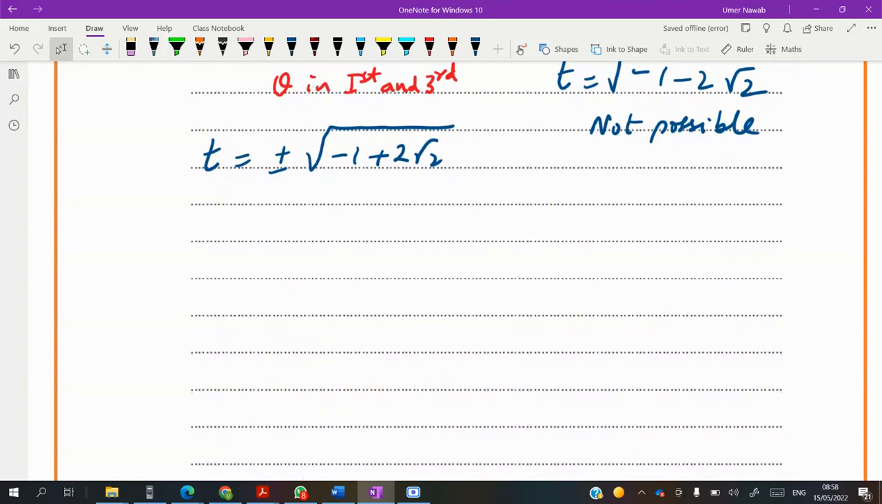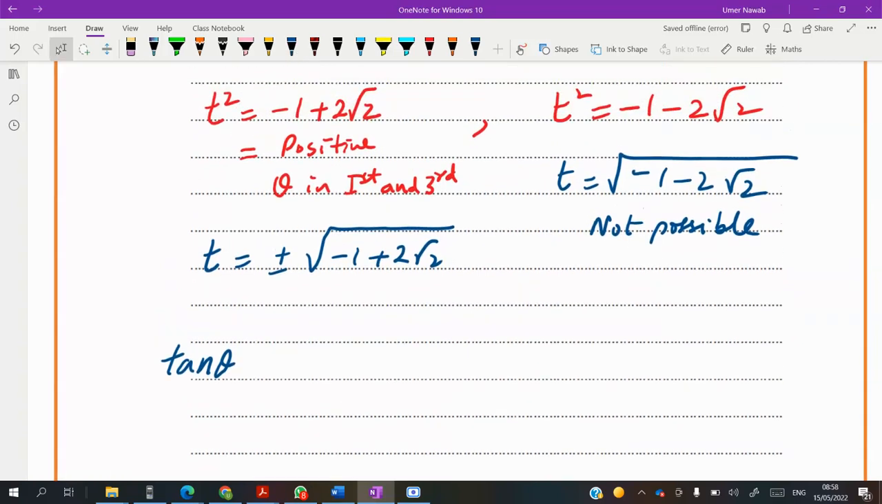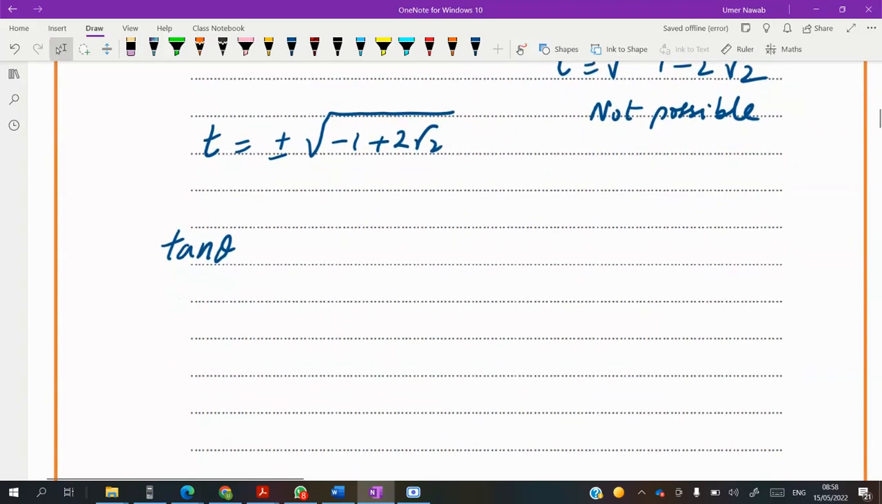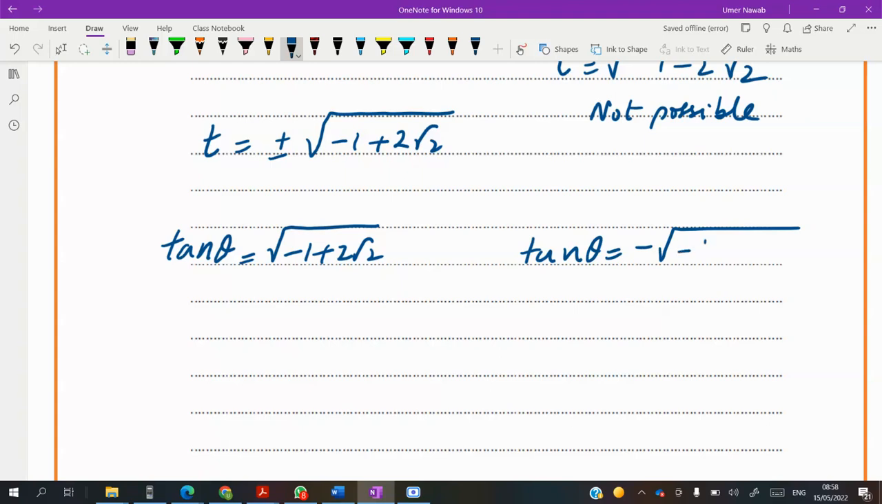Now, you remember your tan theta? I think this shouldn't be included here. Just leave it. And we will continue the question from here. So tan theta is equal to plus minus t. So I'm just going to write here tan theta is equal to square root of minus 1 plus 2 square root of 2. And here you will apply in which quadrant the angles are.